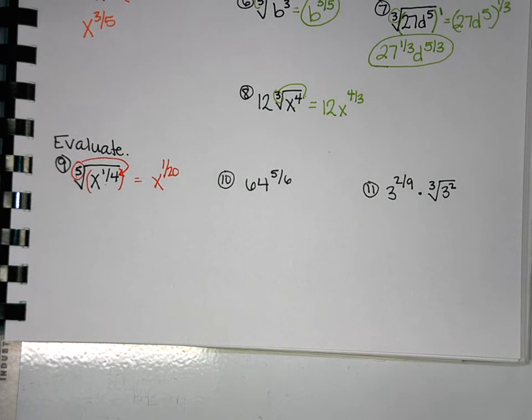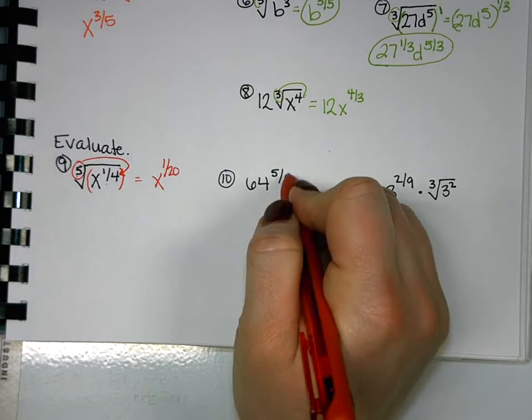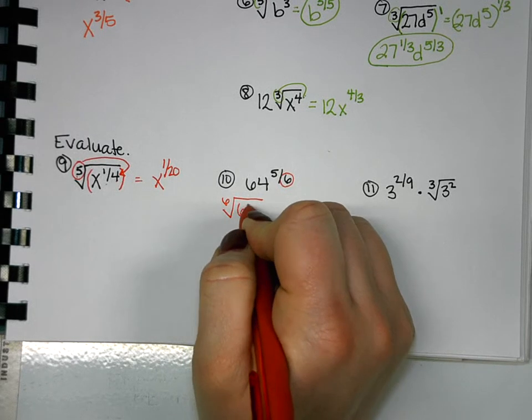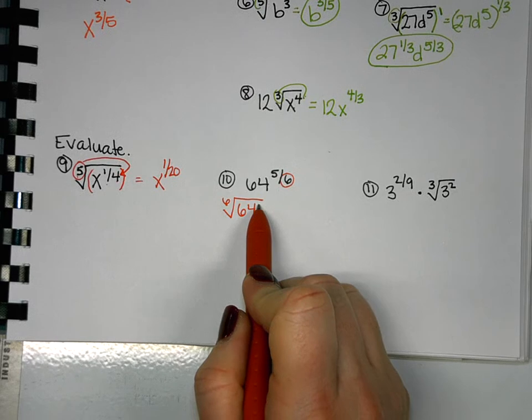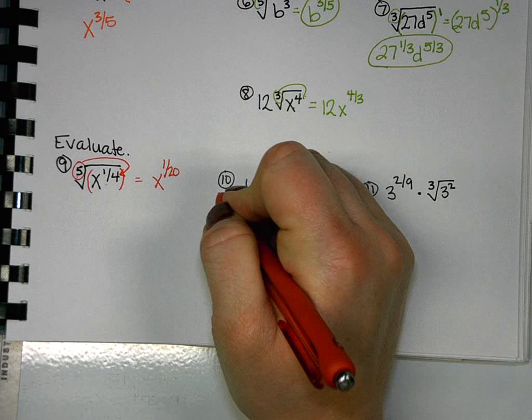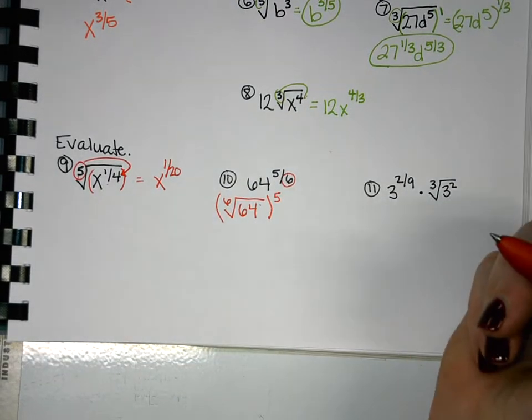On number 10, though, we can rewrite it as the 6th root, so the 6 comes out as the index, of 64. Now, do we want that 5th power inside or outside? We want to put the 5 in here with the 64 or outside parentheses around the whole thing. Anyone have a preference? Okay, outside. Can I ask why you chose outside? Because it's a big number. Because 64 to the 5th is a really big number.